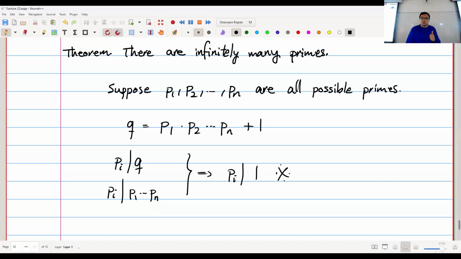Right? So none of the Pi's is a divisor of Q. But we know that every number has a prime factorization. So Q has a prime factorization. But in that prime factorization, none of these primes appear. So that prime factorization has to have another prime number in it. So these are not all the primes. And that shows that there are infinitely many primes.